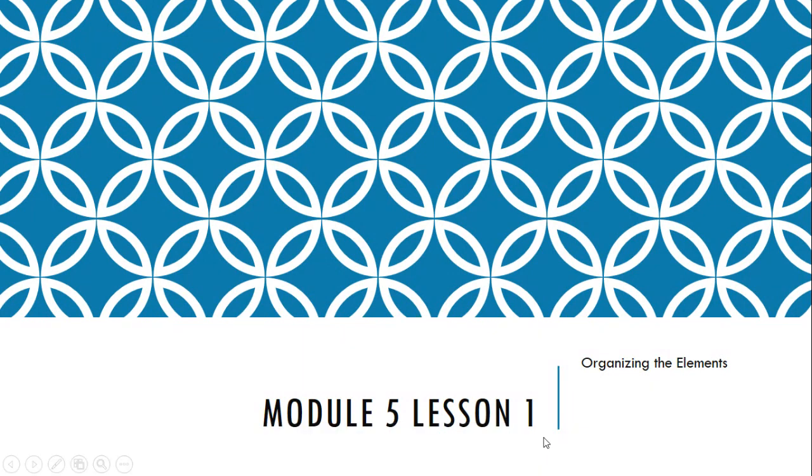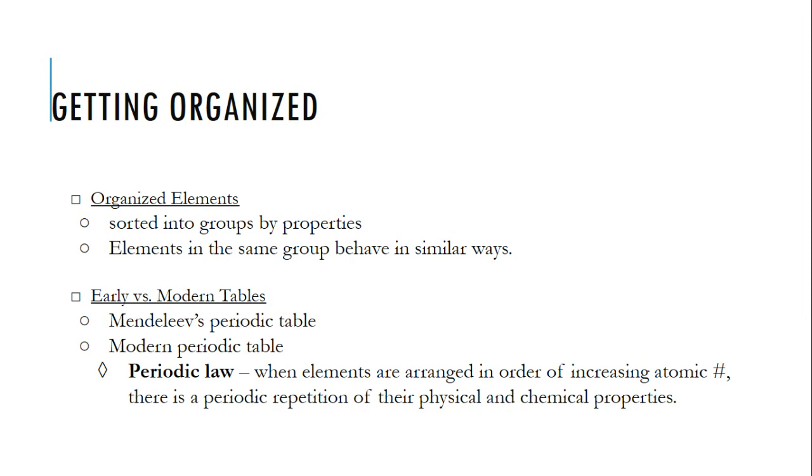We are looking at Module 5, Lesson 1 today, and we've been studying atoms and elements. Now it's time to talk about how they are organized, because there are roughly 120 of them. There's got to be a way to put them all together. So you probably already know that the elements are organized on the periodic table, but how were they put up there, and what's the reason for putting them the way that they are?